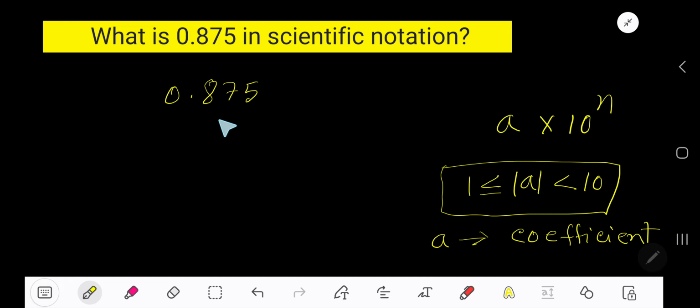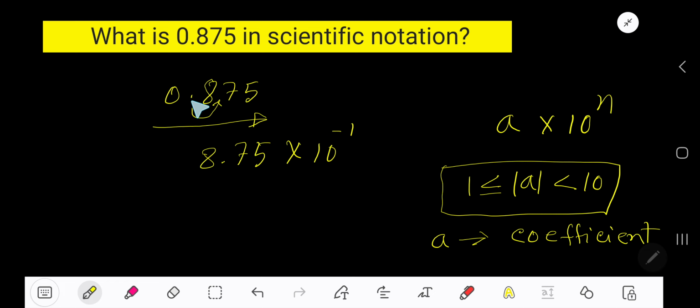So look, to find the coefficient, what will I do? If you move the decimal 1 place here, we are getting 8.75, and to compensate the movement of the decimal, you have to write the power of 10. We have moved the decimal point 1 place from left to right, so this will be negative 1.